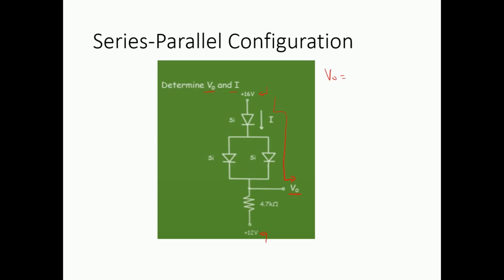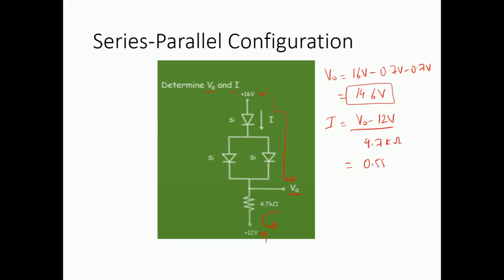So the output voltage is going to be 16 volts minus 0.7 volts minus 0.7 volts, and this comes out to be nothing but 14.6 volts. That's it. So we have simply used one side of the equation to find the output voltage. Now if we want to find the current, we can just use this loop over here. So the current is going to be, we already know, a difference of V0 minus 12 volts divided by 4.7 kilo ohms, and this comes out to be 0.55 amps. So that's the amount of current produced in this series parallel configuration.